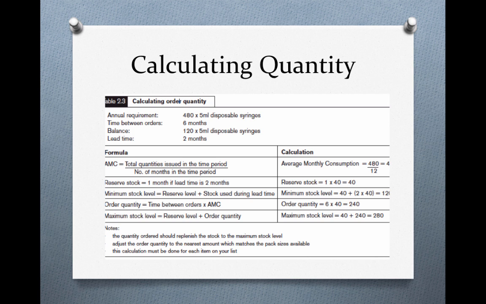Order quantity is equal to the time between orders times the average monthly consumption. By taking 6 multiplied by 40, you can get 240 syringes for the order quantity. The maximum stock level is calculated by taking the reserve level and adding it to the order quantity. Here they have taken 40 plus 240 in order to get 280 as their maximum stock level.